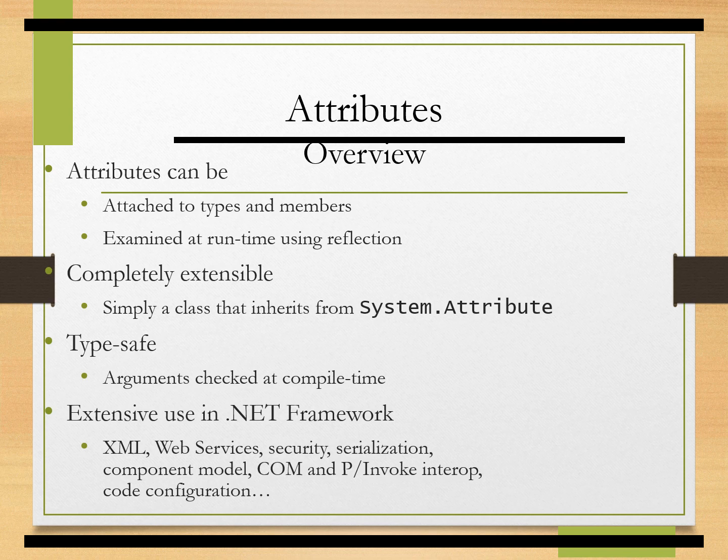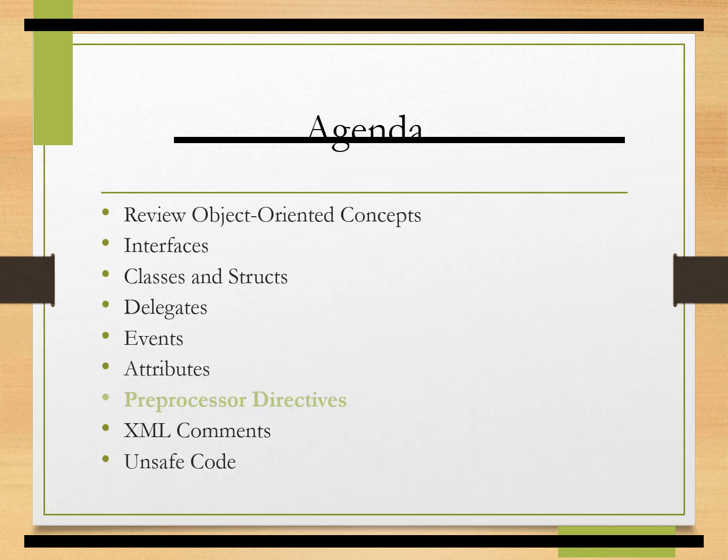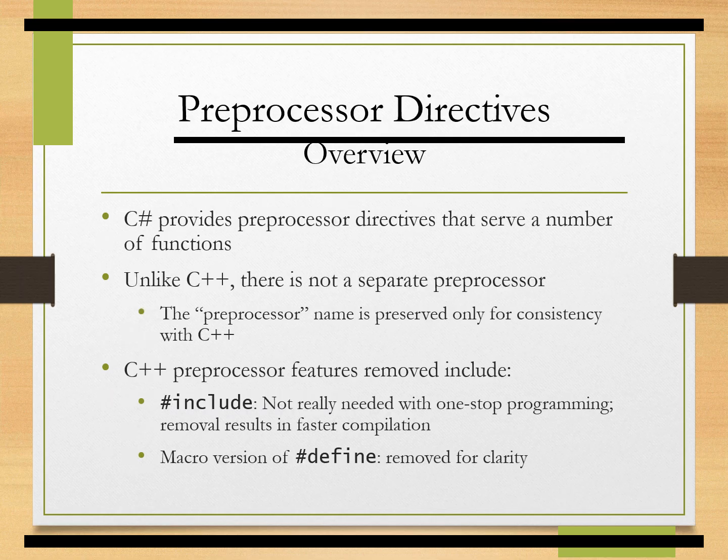Used in the .NET framework for something. You simply use the inherit from the System.Attribute. You just assume that particular scenario. You just assume preprocessor directives. What are the preprocessor directives here?